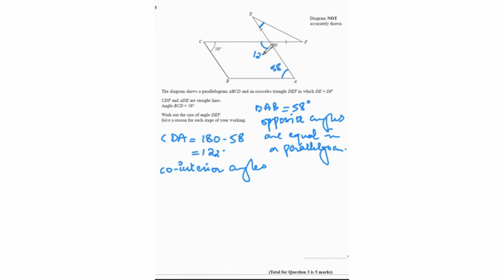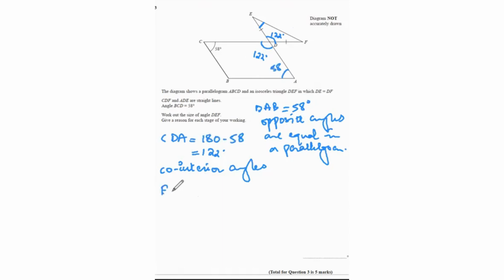And for the first one, DAB equals 58 because opposite angles are equal in a parallelogram. Okay, so this is 122. Then this angle will also be 122 because they're vertically opposite. So vertically opposite angles are equal.